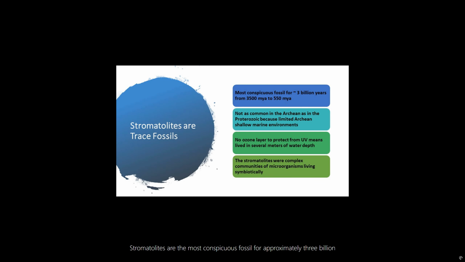Stromatolites are the most conspicuous fossil for approximately 3 billion years, from 3.5 billion to 550 million years ago. They are not as common in the Archean as in the Proterozoic because Archean shallow marine environments were limited. There was also no ozone layer to protect them from UV radiation, which means they often lived in several meters of water depth for protection.